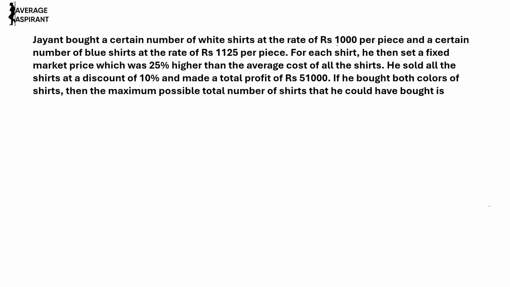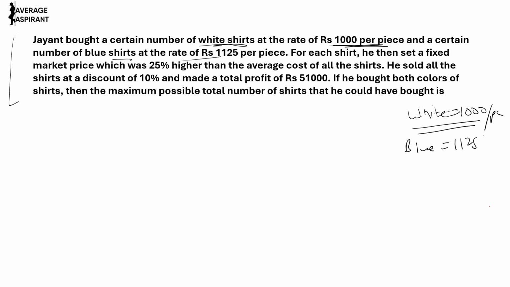It says Giant bought a certain number of white shirts at the rate of 1,000 per piece. Okay, so there is a white shirt with 1,000 rupees per piece. Certain number of blue shirts at 1,125 per piece. For each shirt, he then set a fixed market price which was 25% higher than the average cost of all the shirts. He sold all the shirts with a discount of 10% and made a total profit of 51,000.